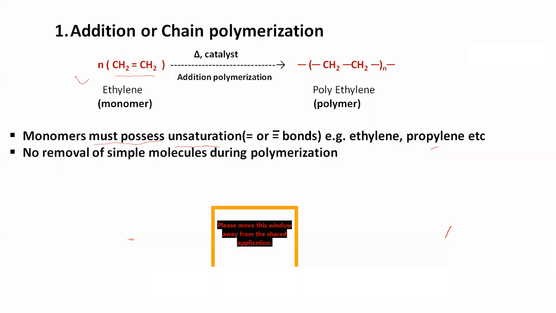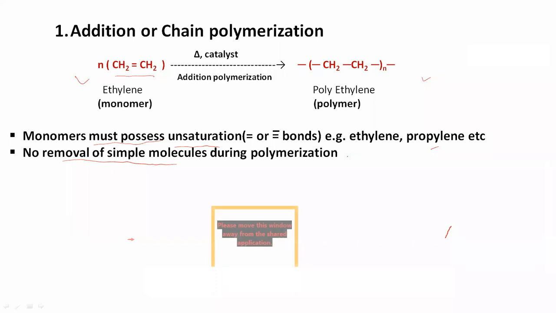Now, if you look at the product side here, you will find polyethylene and no other product. So no byproduct is produced. That is the second observation or second point. In your answer: no removal of simple molecules during polymerization.